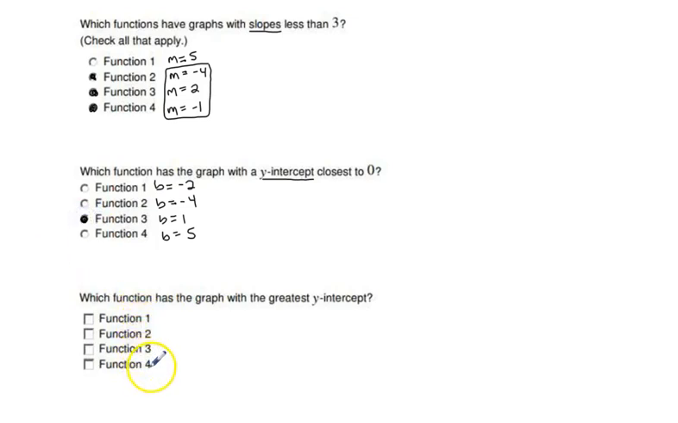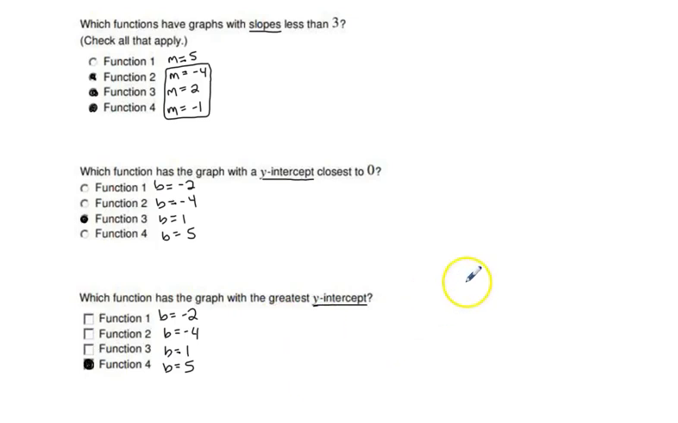And then which one is the greatest y-intercept? If you want, you can just rewrite them all, so let's just rewrite them. B is -2, -4, 1, and 5. So largest would definitely be 5. And here positives do matter. Like if I had a -6, that would not have been my answer because positive numbers are greater.